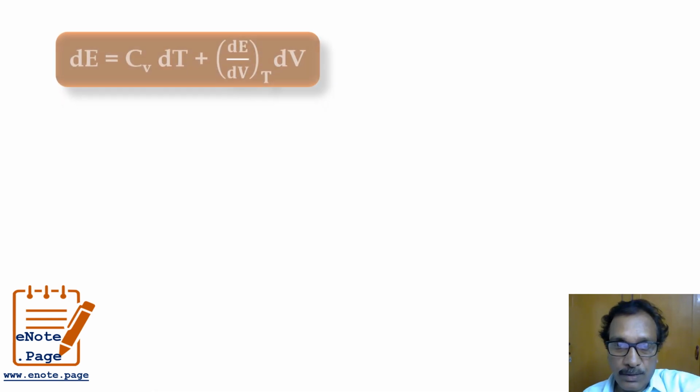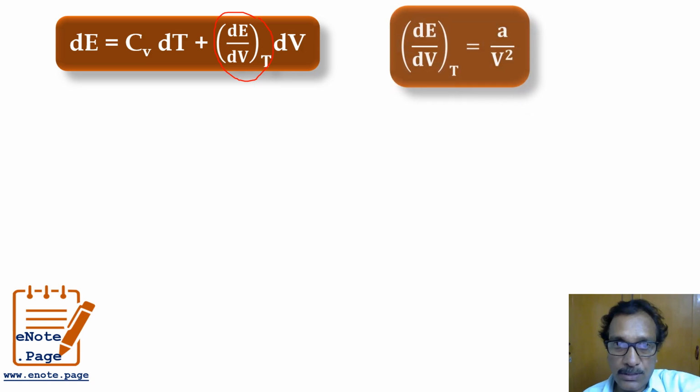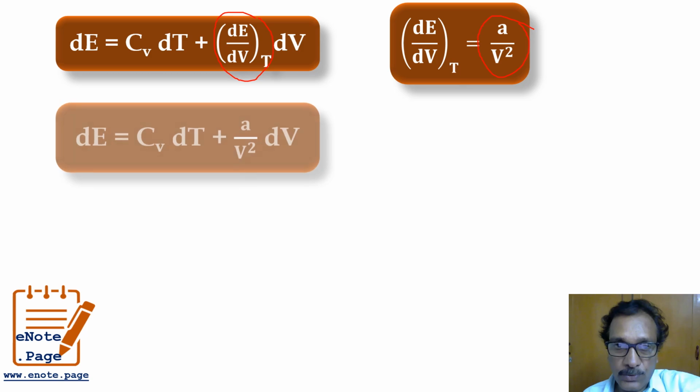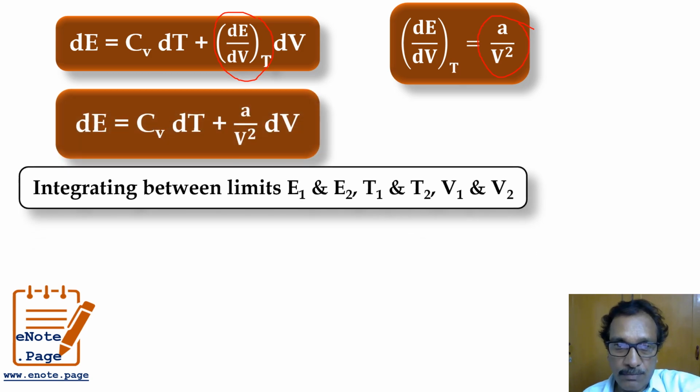Now one more term is here, that is this term, dou E over dou V at constant temperature. It is equal to a by V square, that is the volume correction factor, a by V square. So the equation becomes dE is equal to CV into dT plus a by V square into dV.